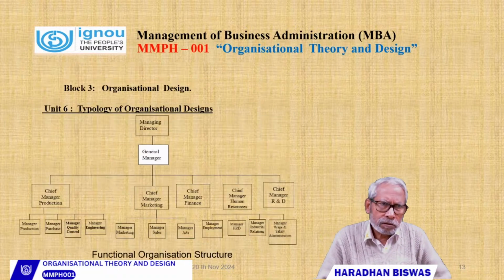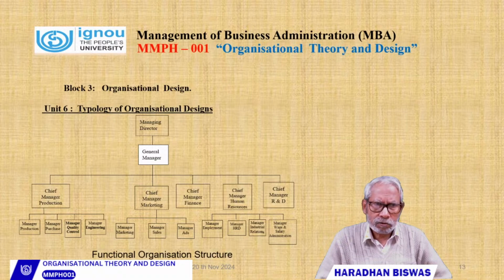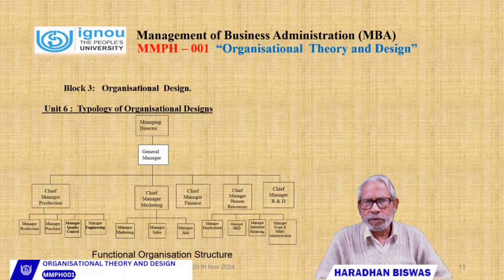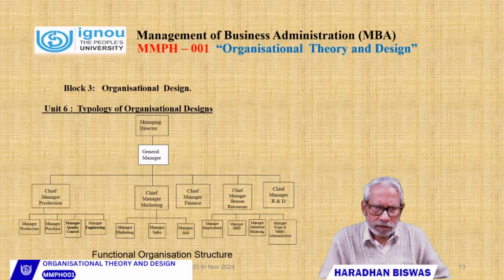Now we see another example of an organization structure, that is your managing director, the general manager. Then under the general manager, there are chief manager production, chief manager marketing, chief manager finance, chief manager human resources, chief manager R&D. And everybody has another group or department. They are reporting directly to that manager. So this is the way functional organizational structures are shown. Here in this unit, normally we are talking about the various types of design structures.